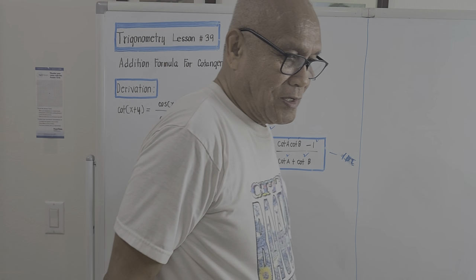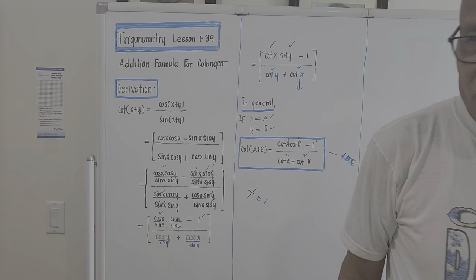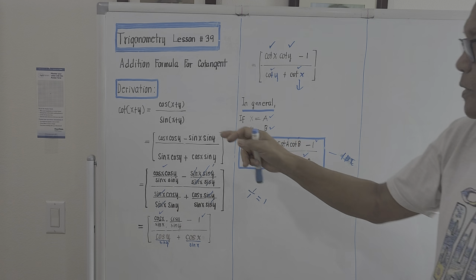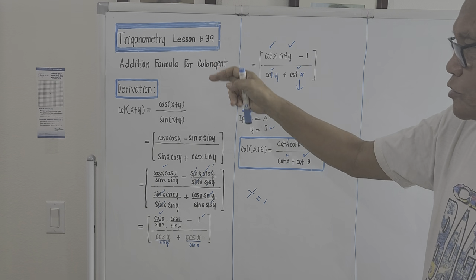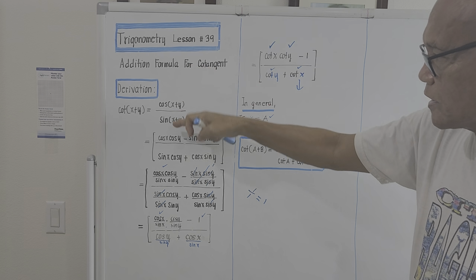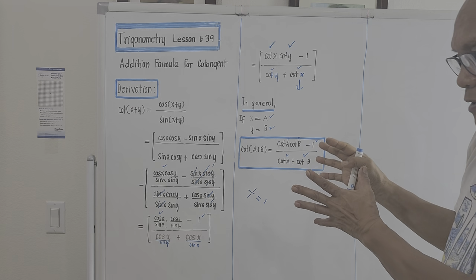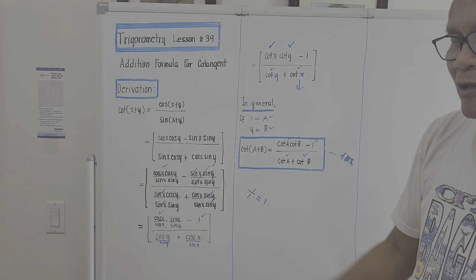Okay, that's it, guys. You don't have to memorize this for as long as you know how to expand the cosine of a sum and the sine of a sum. You could actually derive this one. But if you could memorize this, it's very good.